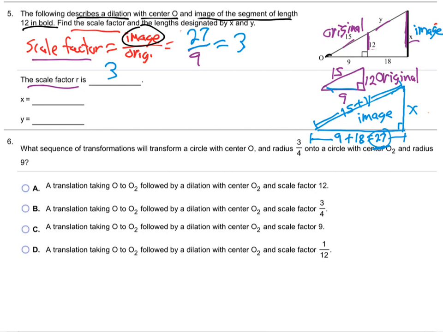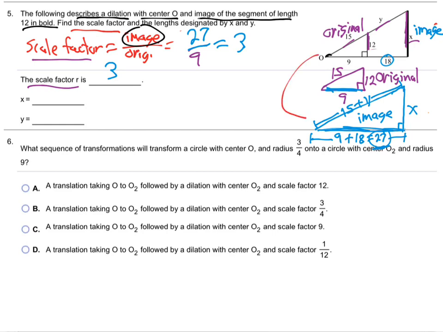Make sure you're using a whole side of the triangle. Don't use the 18. That's not a whole side of any triangle. That's part of the big triangle, but it's not the whole side of any triangle. So the scale factor is 3, image to original, bottom of the image to bottom of the original, 27 over 9, 3. So that means the image triangle is 3 times as big.